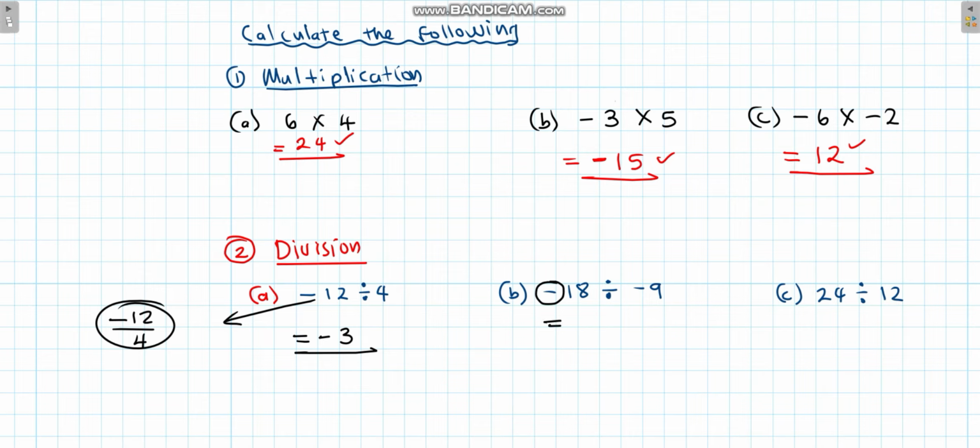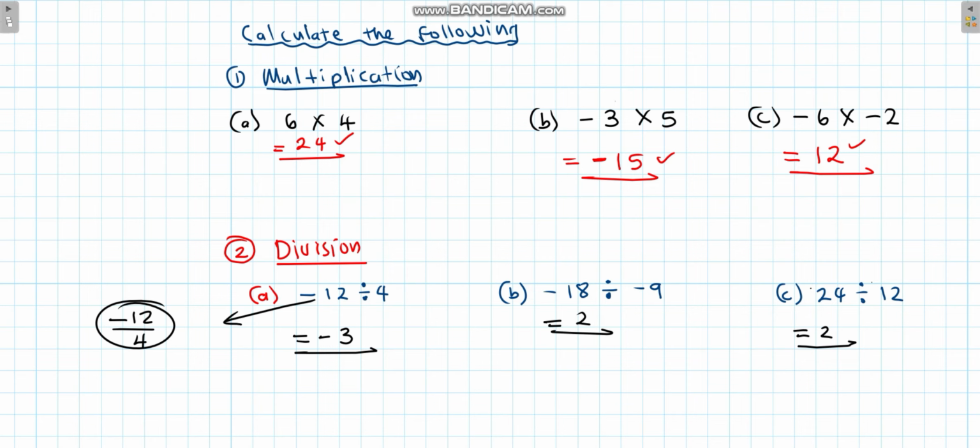So now let's continue with our next question. Negative divided by negative, it's a positive. So our answer will be positive. Then what is 18 divided by 9? Our answer is 2. Then now our last question, C. It says positive divided by positive. A positive divided by positive is a positive. So what is 24 divided by 12? 24 divided by 12 is 2.